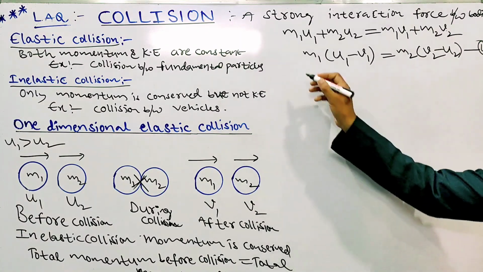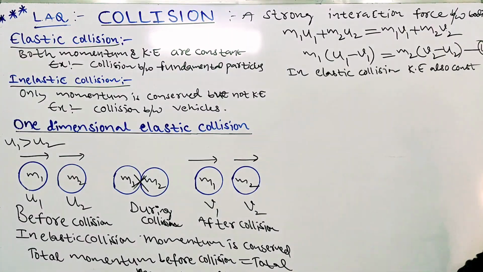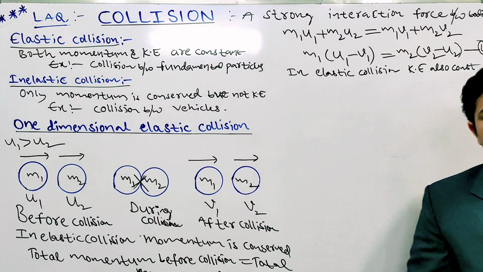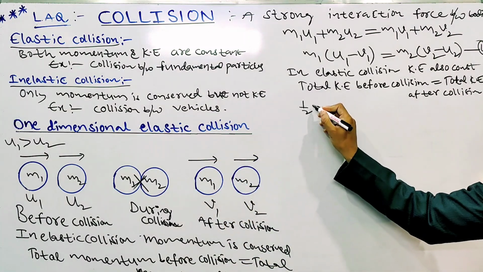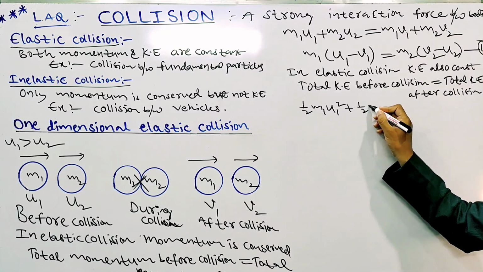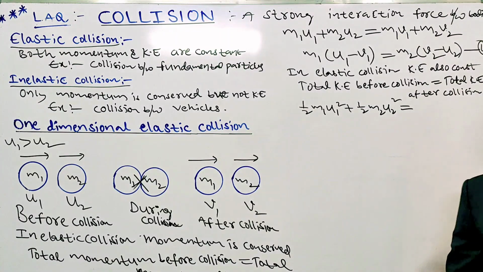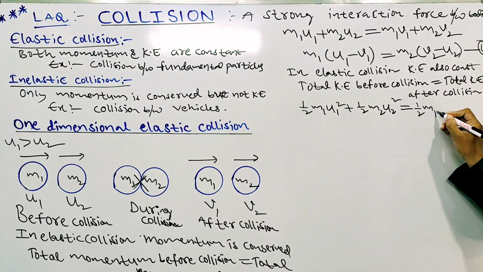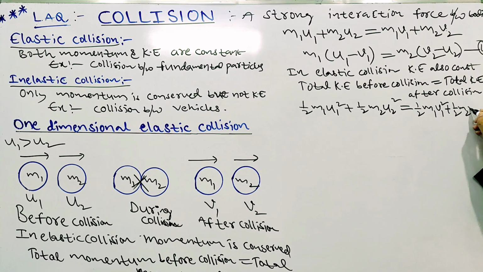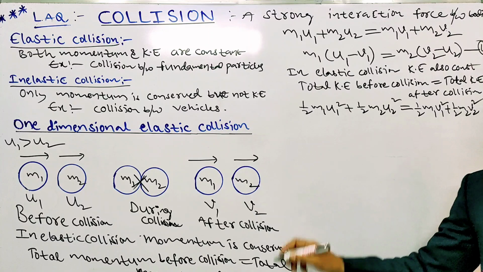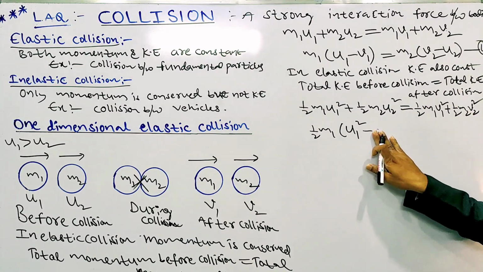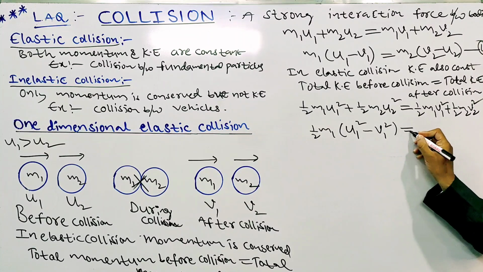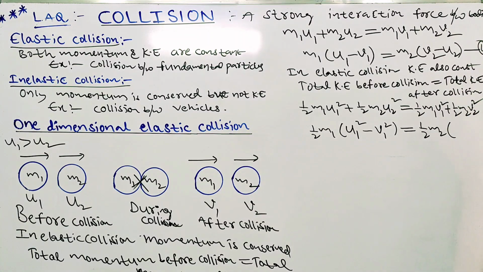Next, in elastic collision kinetic energy is also constant. That means total kinetic energy before collision is equal to total kinetic energy after collision. Total kinetic energy before collision means half m1 u1 square plus half m2 u2 square is equal to half m1 v1 square plus half m2 v2 square. Here on the left hand side I am taking half m1 common, what happens? u1 square minus v1 square, and on the right hand side I am taking half m2 common, what happens? v2 square minus u2 square.